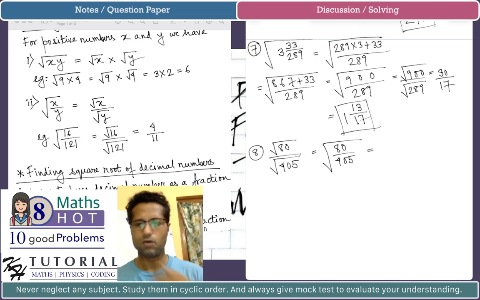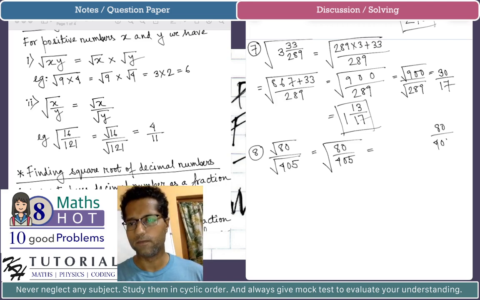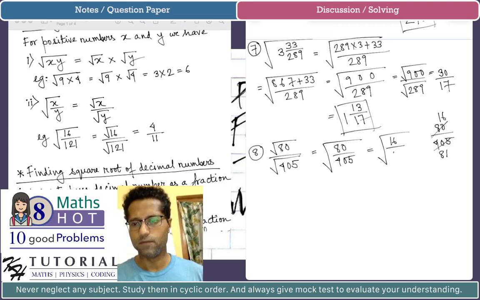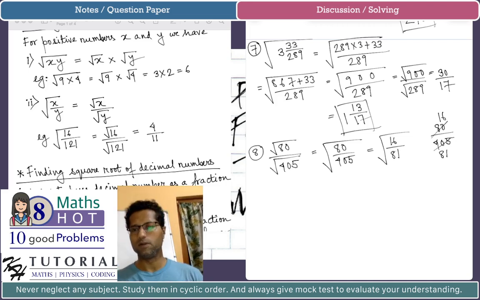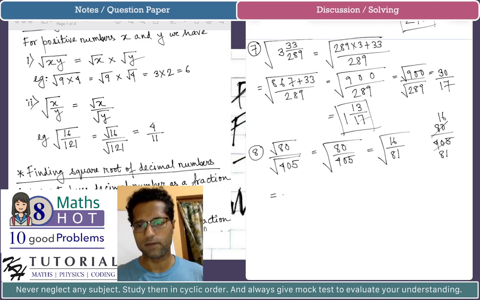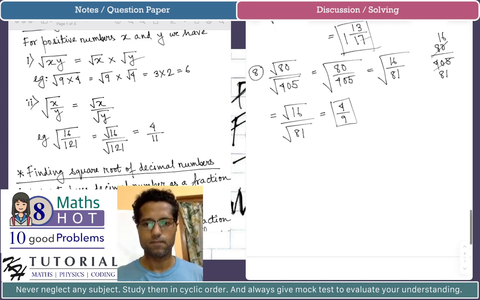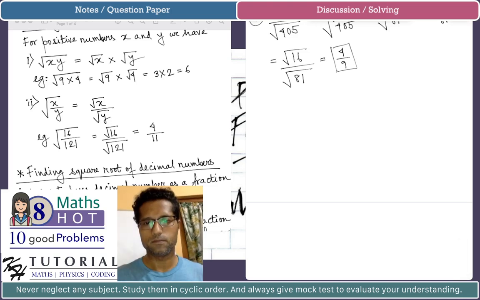Okay. Now, how much is 80 by 405? If I cancel by 5, this is 16, and this is 81. Okay, so we got 16 by 81, and now we see that both the numerator and the denominator are perfect squares. So we can write it again as root over 16 divided by root over 81. This is equal to 4 by 9. Okay. Let's do problem number 9.